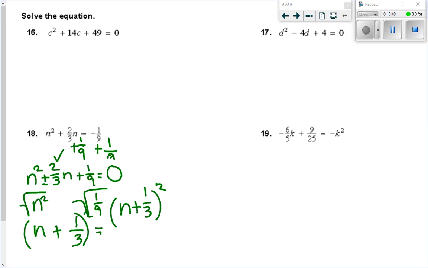All right, let's go to 19. Let's go to that last one, like I said. All right, we've got our k squared after the equal sign, so we know we've got to rewrite this in just a weird order. So, I'm going to add k squared over here, add k squared over here, rewrite that.